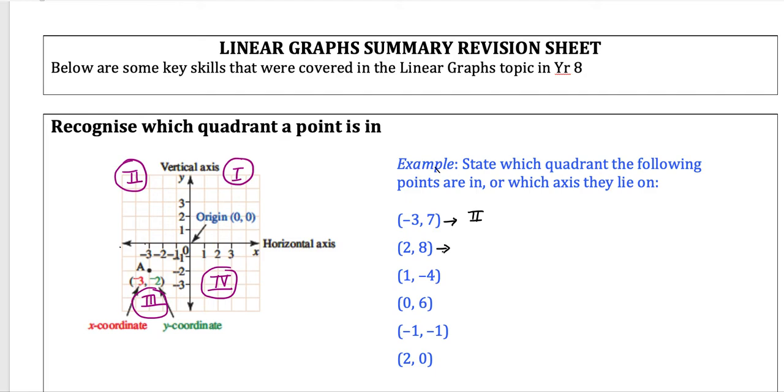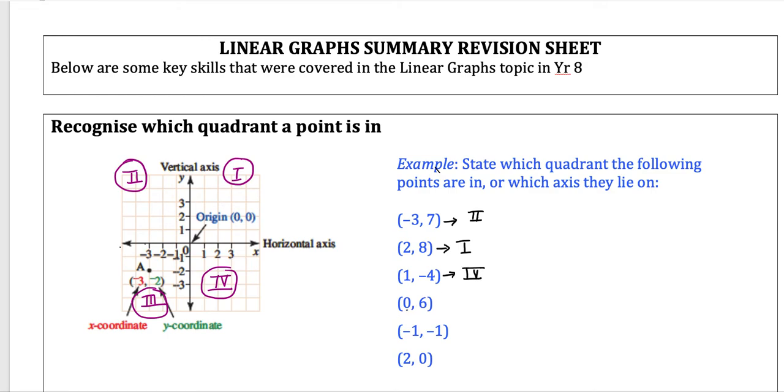2, 8. So we move 2 into the positive x-axis and then 8 up. What quadrant will it be? Which quadrant? 1. Yep, beautiful. Then we have 1, -4. So we go 1 in x and -4. And I'm going upwards or downwards? So what quadrant is it going to be? 4. Beautiful.